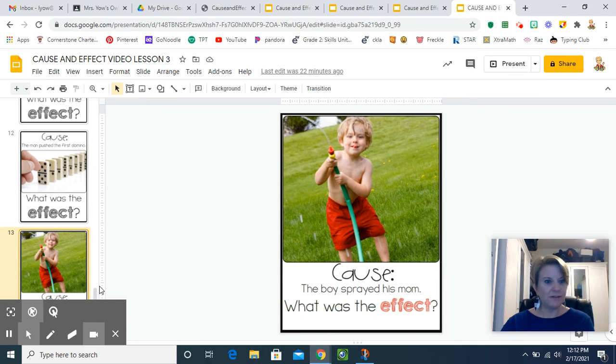And I believe this is our last one, guys. So we have a little boy and he's spraying the water hose. And the cause is the boy sprayed his mom. What was the effect? His mom got wet, right? She sprayed him with water, so she probably got wet. She could have screamed because the water was so cold. What do you think the effect is?